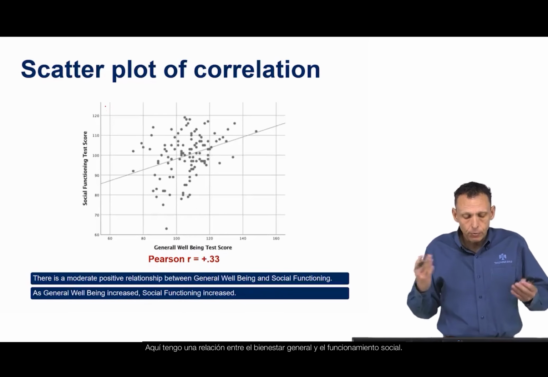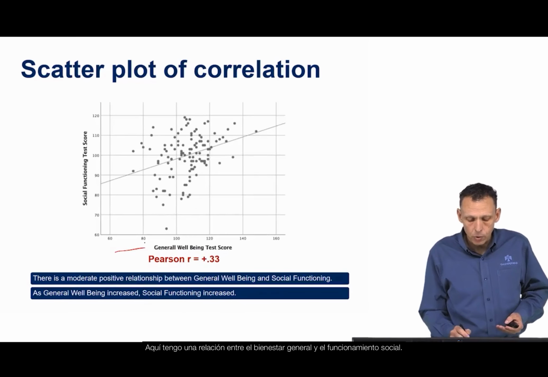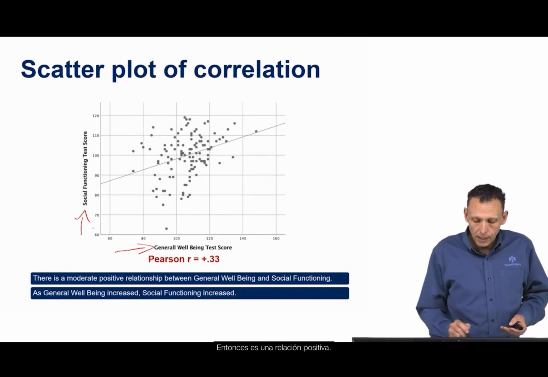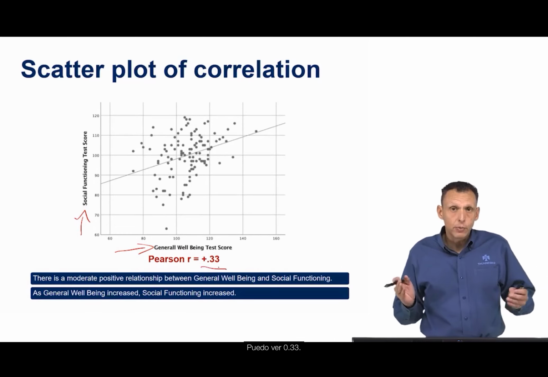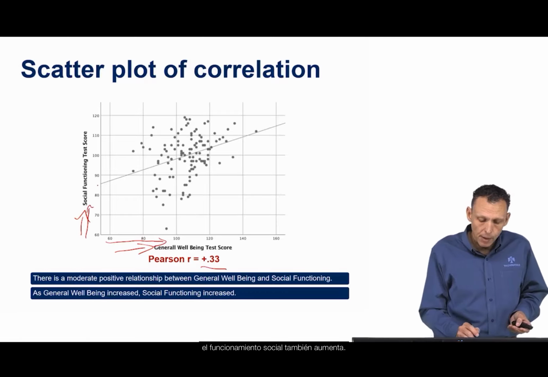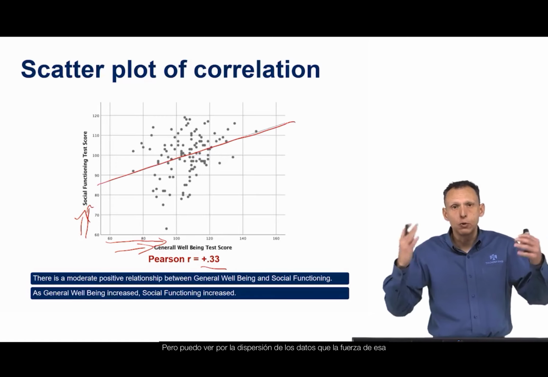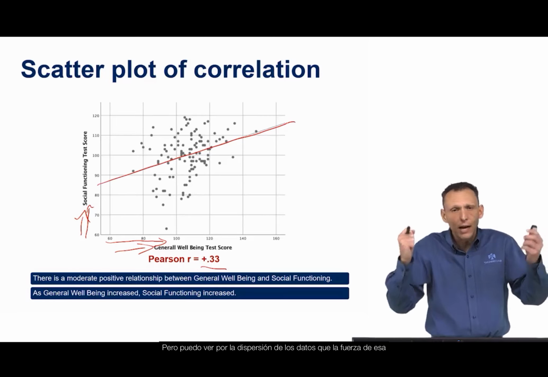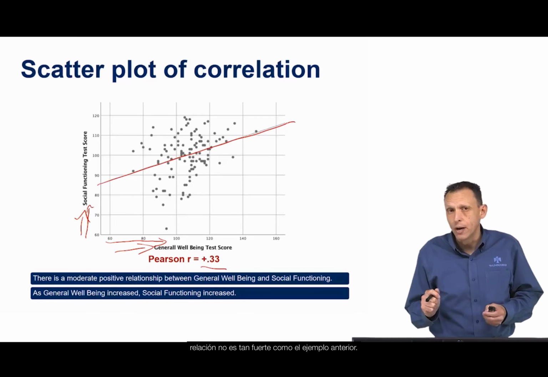Here I have a relationship between general well-being and social functioning. So it's a positive relationship. I can see 0.33. So as general well-being is going up, social functioning is also going up. But I can see from the dispersion of the data that the strength of that relationship is just not as strong as the prior example.